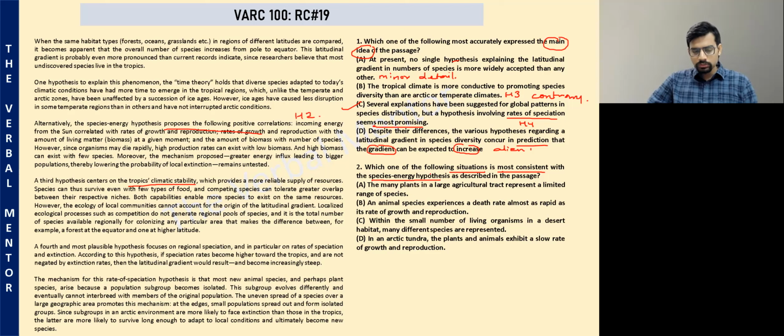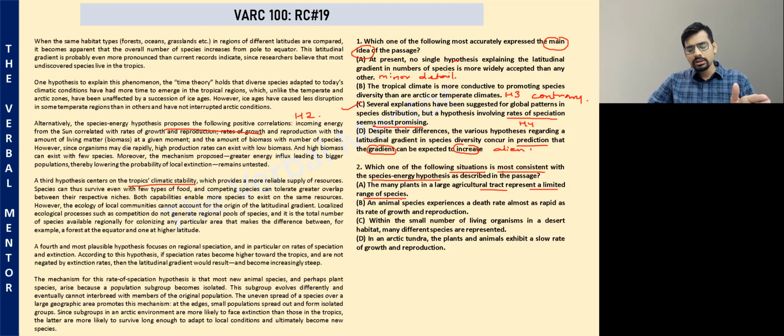Hypothesis 2, as we saw, proposes that more solar energy means more reproduction, means more biomass, means more number of species. Okay. Option A. The many plants in a large agricultural tract represent a limited range of species.